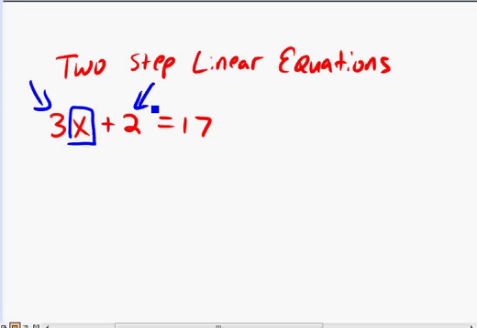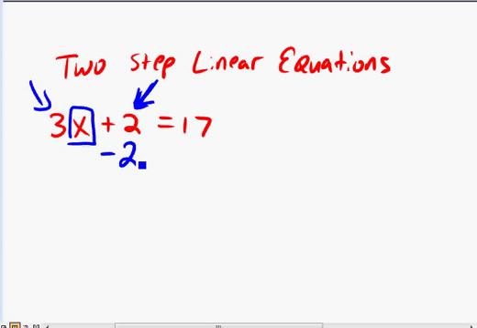Now, we can get rid of the 3 first or the 2 first. My recommendation is to get rid of the addition and subtraction first. This will make things a lot easier later on. And you can do either way. You can get rid of the 3 first also. But trust me, I think getting rid of the 2, the addition and subtraction first, will make it easier.